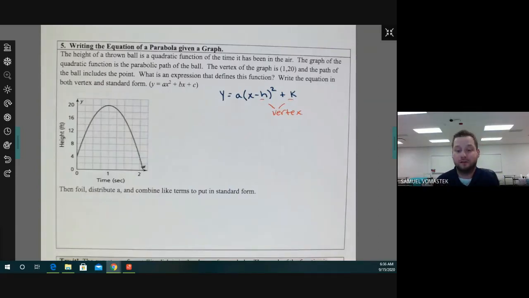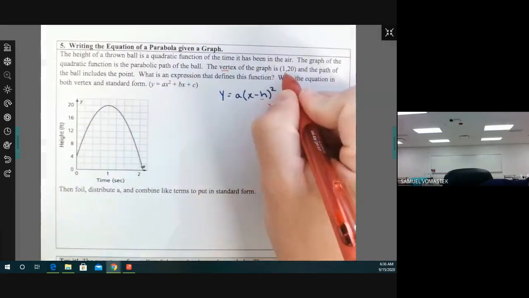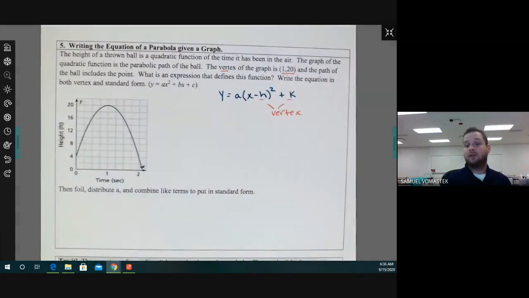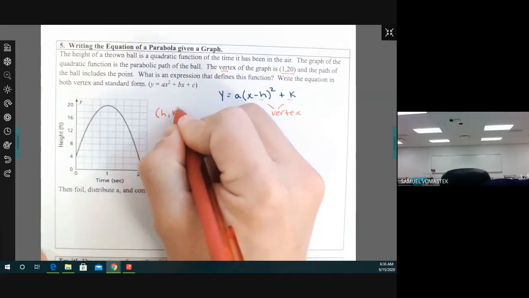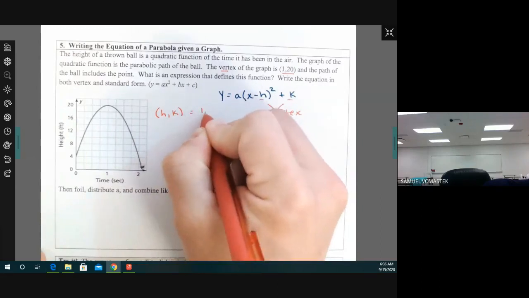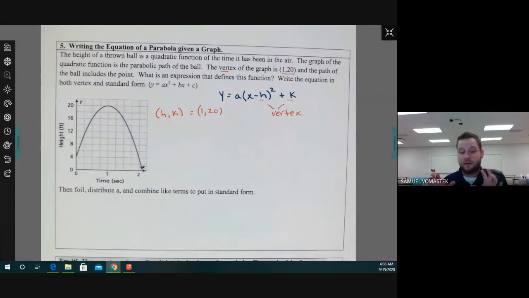Whenever we're going to write an equation for a quadratic, the first form we go into is going to be the vertex form. We did that the other day, and we're going to follow the same process today. So you need to think, okay, what do I know? In the problem, they flat out tell us that our vertex is (1, 20). Whenever we're talking about vertex, that is (h, k). So we have (h, k) equals (1, 20). That's explicitly given to us in the problem.